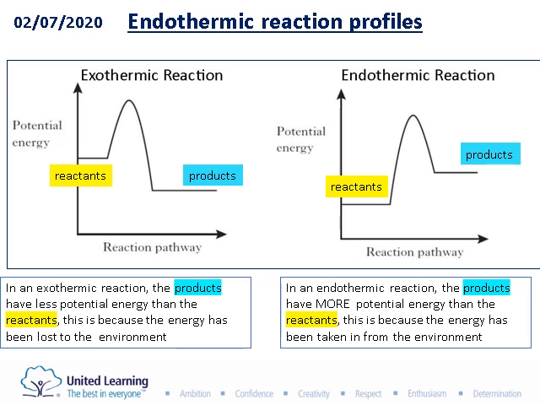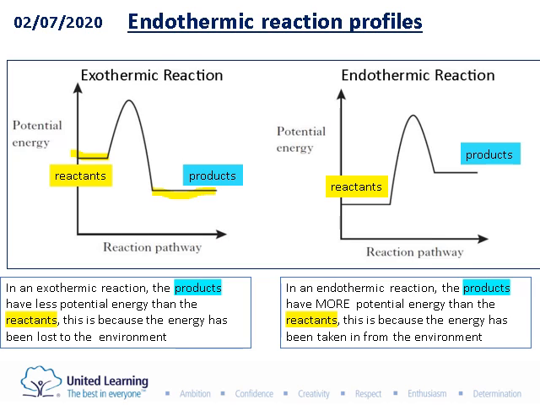So we're going to focus on the graph on the left-hand side to start off with, which is showing us the reaction profile for an exothermic reaction. So the product, which is what comes out of the reaction, has less potential energy than the reactant. And we can see that because the line for the product is lower down than the line for the reactants, as you can see. That shows us that energy has been lost, and we know that that energy has been lost to the environment.